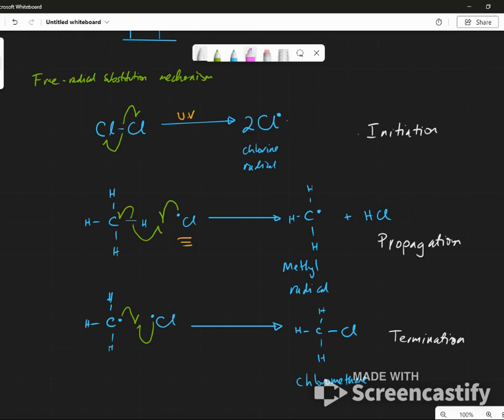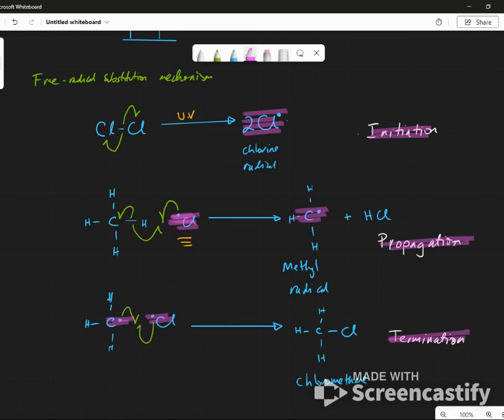So to recap, if you've got no free radicals and you make some free radicals, that's initiation. If you've got a free radical on the left and it produces another free radical on the right, that just keeps everything going. That's called propagation. And if you have two free radicals that kill each other to make the product, that's termination.